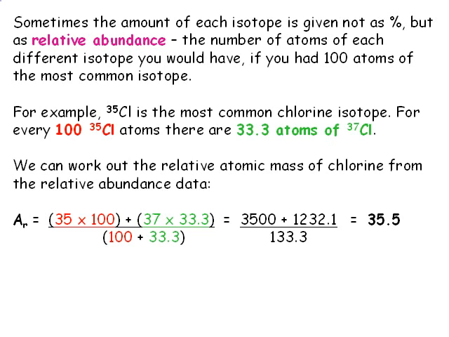We need to multiply each isotope's mass number by the relative abundance and add up these values for each isotope. Then we need to divide the result by the sum of the relative abundances, which is the total number of atoms of all the isotopes. We get the same answer as we did with the percent abundance data, which is reassuring.